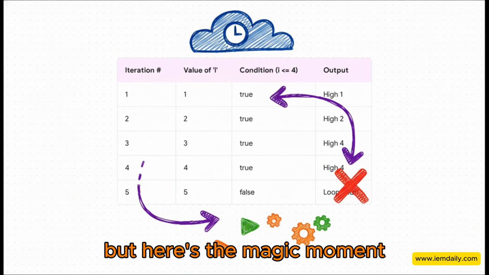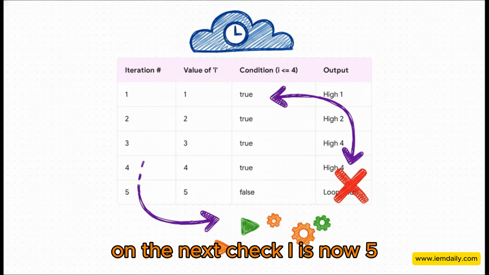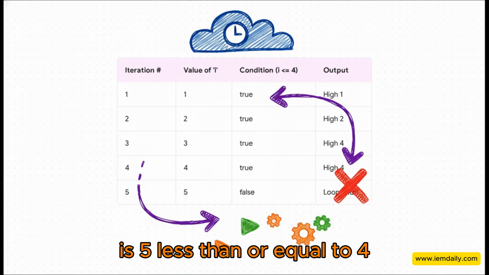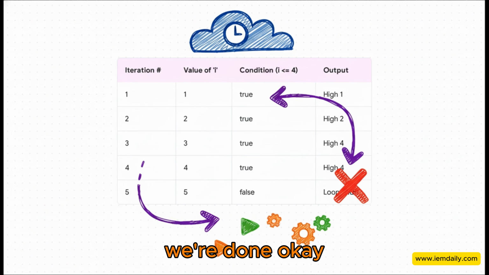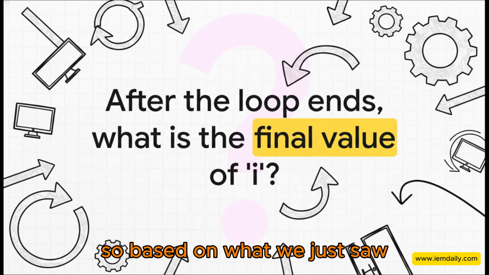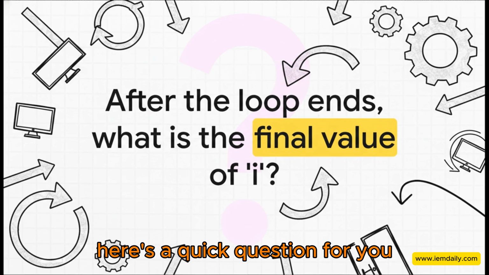But here's the magic moment. On the next check, I is now 5. Is 5 less than or equal to 4? Nope. The condition is finally false, and just like that, the loop stops. We're done. Okay, so based on what we just saw, here's a quick question for you.